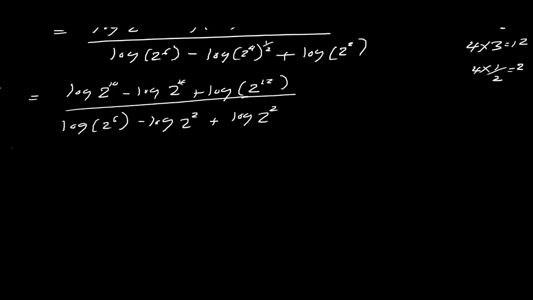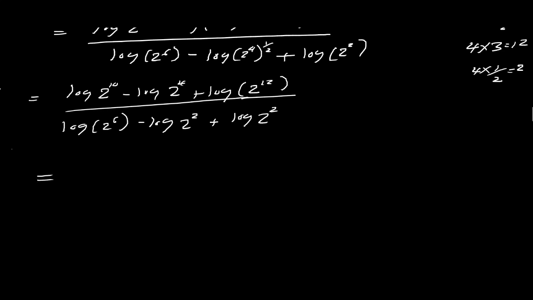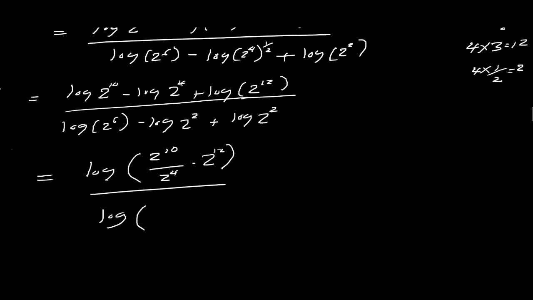After that, we simplify further with the laws of logarithm. If we remove the logarithm outside, addition sign changes to multiplication, subtraction sign changes to division. So we'll have 2 raised to power 10, then subtraction changes to division, divide by 2 raised to power 4, then addition changes to multiplication, times 2 raised to power 12. You are done with the numerator. Denominator, if you remove the log outside, we'll have 2 raised to power 6, then subtraction changes to division, that is now divide by 2 raised to power 2, then addition changes to multiplication, that is times 2 raised to power 2.